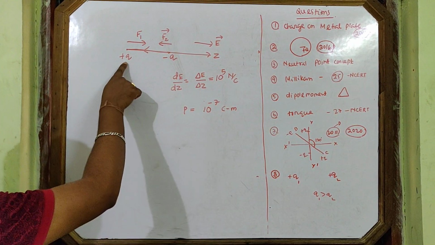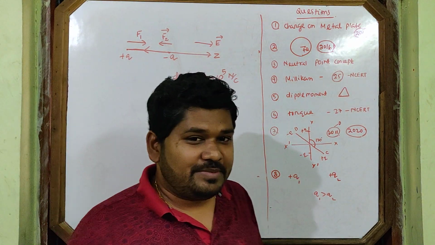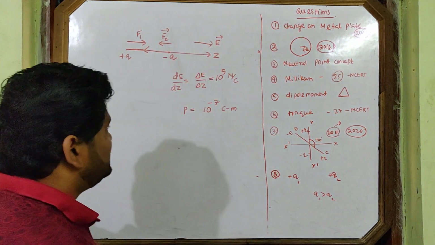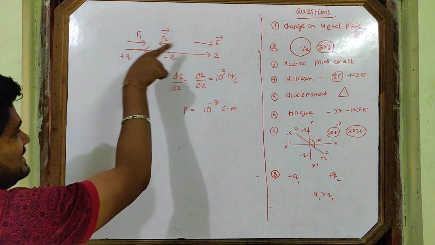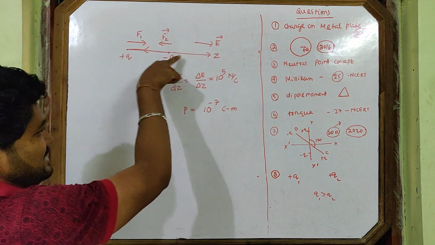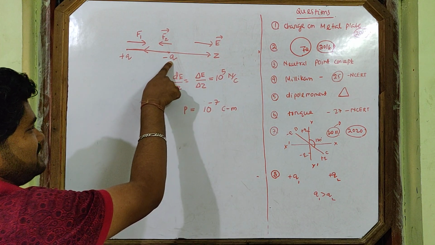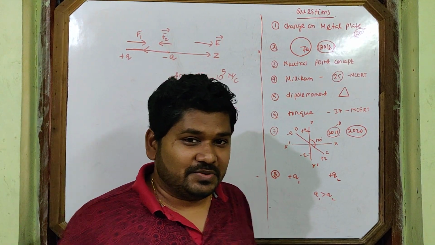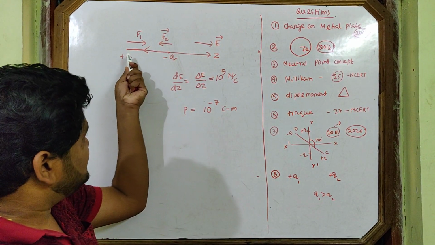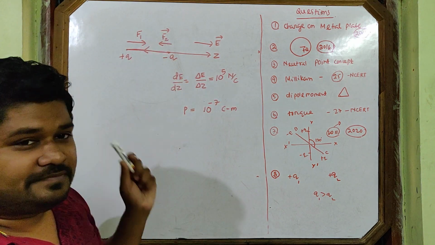The charges are the same, but the electric field is not the same, so the forces obviously will be different. But which one is more? The force where the electric field is more. Electric field is increasing in the positive Z direction, so the electric field is more at minus Q. As at minus Q the electric field is more, F2 is more.